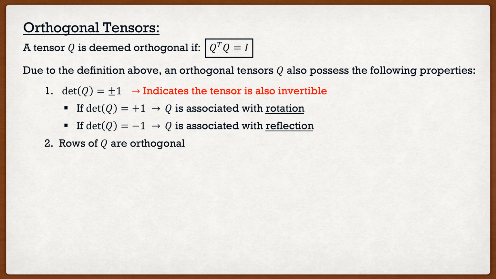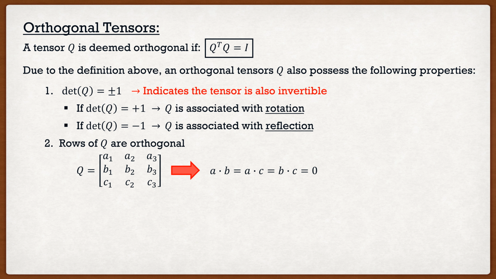Now, the second property: the rows of Q are orthogonal. So if I have a matrix Q and the rows are A1, A2, A3, B1, B2, B3, C1, C2, C3, therefore the vectors that make up the rows, which are A, B, and C, are all going to be orthogonal or perpendicular to each other. That means that A dot B is equal to A dot C, which is equal to B dot C, and that's going to be equal to 0. And we discussed why this is in the previous lecture.